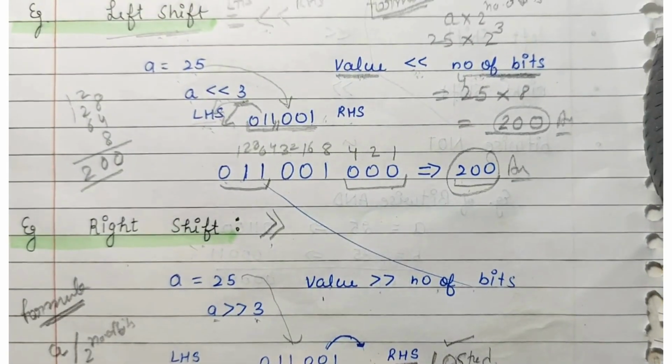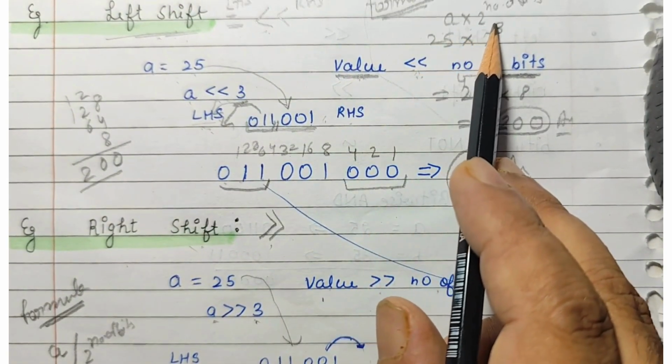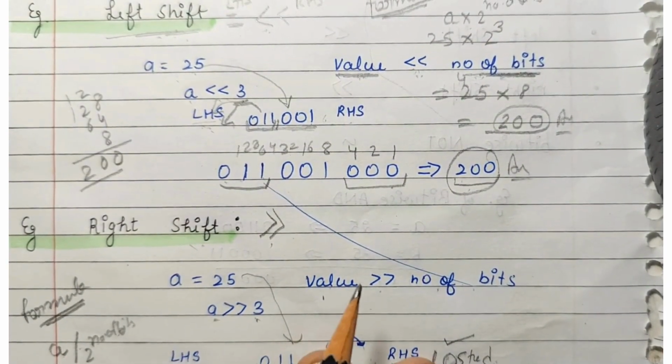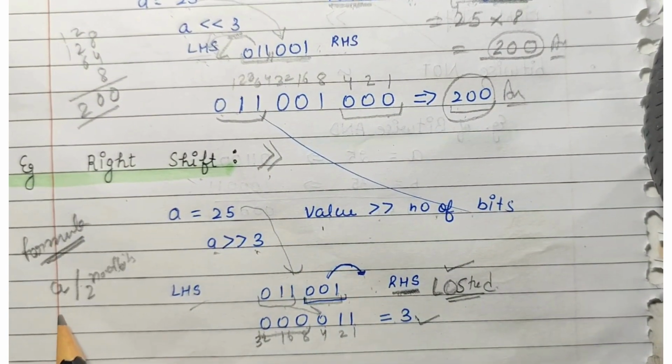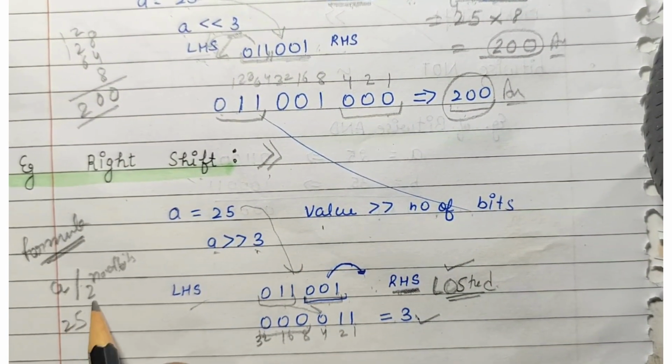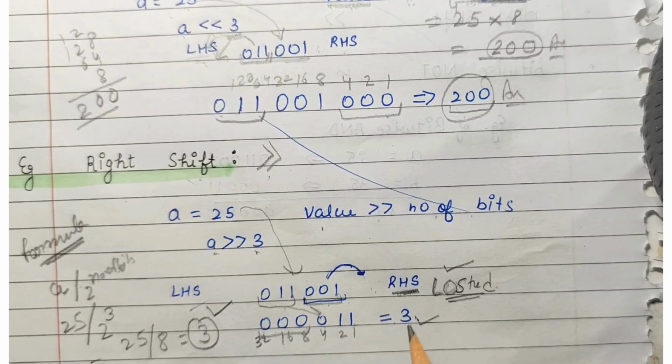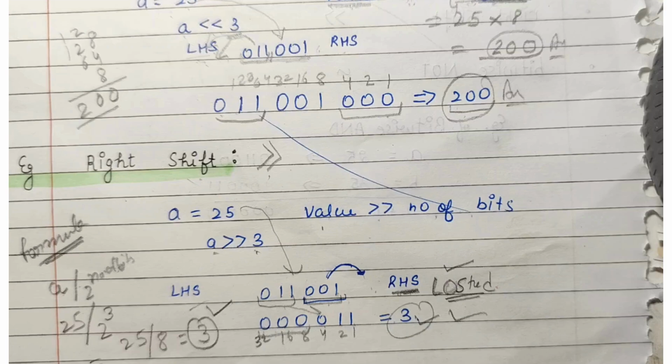In left shift, the formula is A multiplied by 2 raised to the power of the number of bits, and here the formula is A divided by 2 raised to the power of the number of bits. So what is the value of A? 25 divided by, what is the value of the number of bits? The number of bits is 3. So 25 divided by 2 raised to the power 3 is 8. Output is 3. And here also we have output is 3. I hope all of you are clear about the right shift operation.